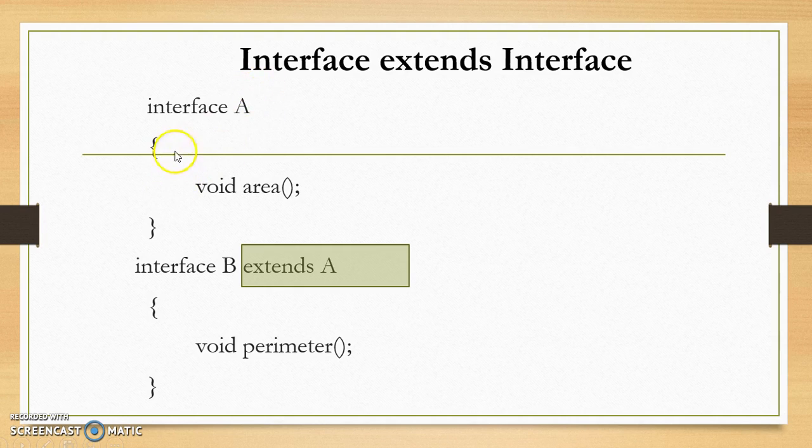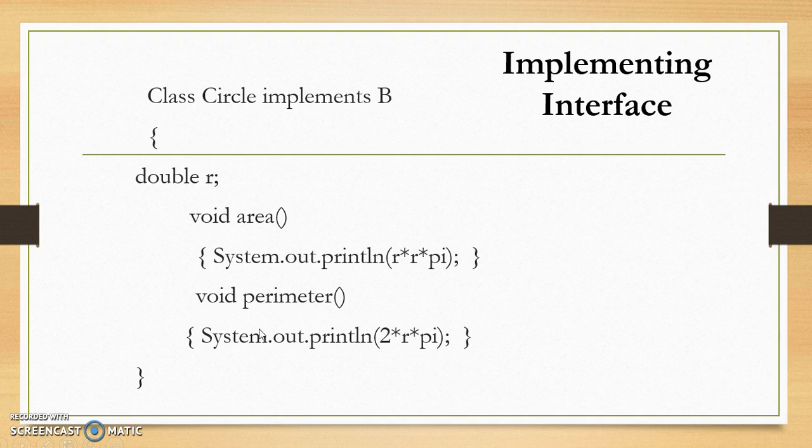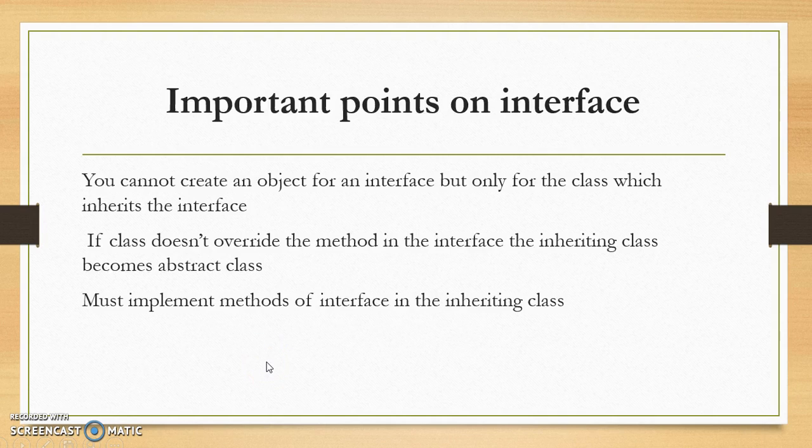Another concept is interface extending interface. Suppose you have an interface and you want to bring the things present in one interface into another interface, we use the keyword extends but not implements. So interface B extends A. Here we have void area and void perimeter. This shows that in interface B we have both area and perimeter. So in the class, instead of implementing A and B, it is enough if we implement only B. The same thing is done here as in the previous program. So we have overridden the area as well as the perimeter methods.